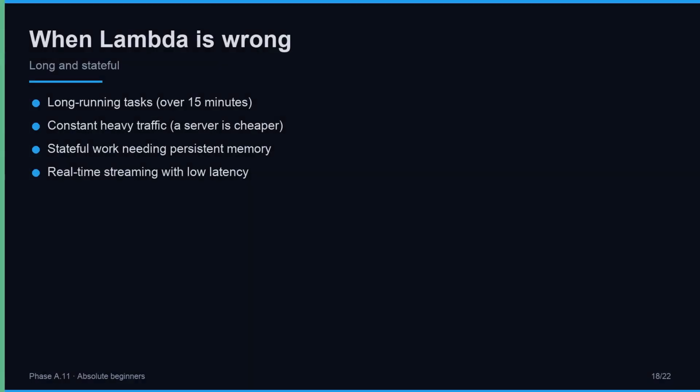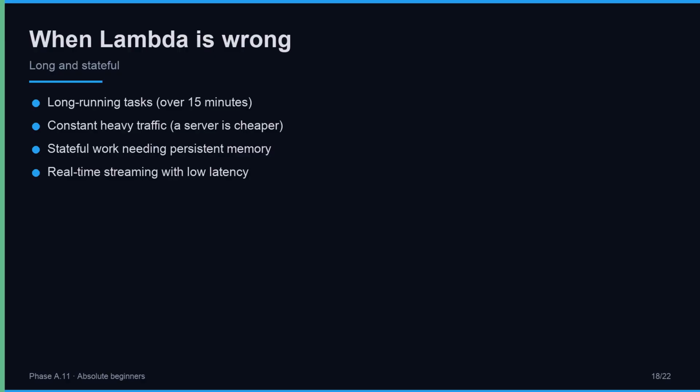When is Lambda the wrong choice? First, Lambda has a hard limit of 15 minutes per invocation. If your task runs longer, Lambda cannot do it. Second, if you have constant heavy traffic 24 hours a day, an always-on server becomes cheaper than paying per invocation. Third, Lambda is stateless, each invocation starts fresh, with no memory of the previous one. If you need persistent state, you need a database alongside Lambda, not Lambda alone. Knowing these limits now saves you from choosing the wrong tool later.